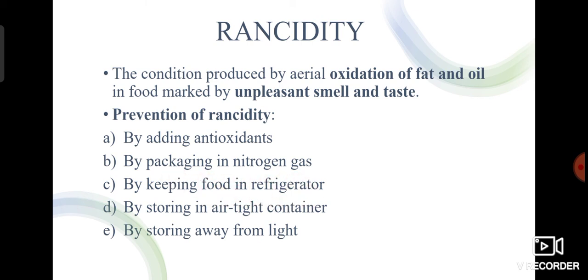Next is keeping or storing the food in a refrigerator. Storing the food at low temperatures also slows down the oxidation process, so this retards the rancidity process. Next is storing in airtight containers. When the food is stored in an airtight container, that doesn't allow much oxygen to come in contact with the food item, and that also retards the rancidity process. Next is storing away from light. In the dark also, rancidity doesn't take place. So you can store the food item away from light, or in the dark. That is how it can be protected from getting rancid.